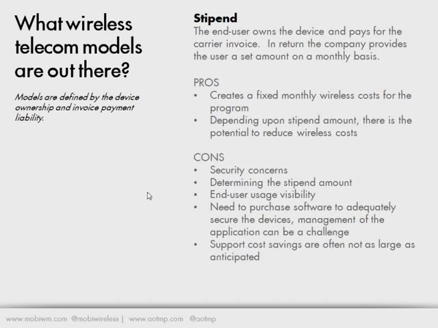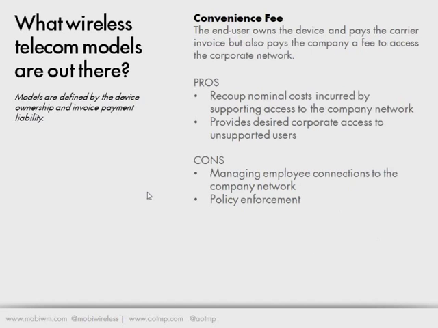Let's take a look at one additional model, and that's the convenience fee model. The end user owns the device, pays the carrier invoice, but also pays the company a fee to access the corporate network. This is kind of an interesting spin. So tell me more about this and what you're seeing out in the market space relative to this model.